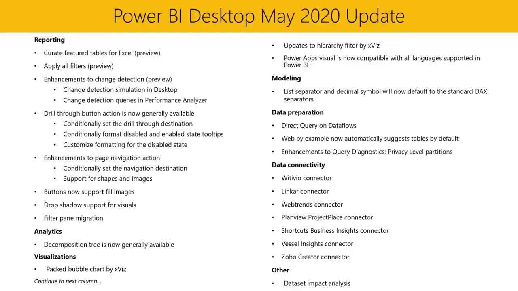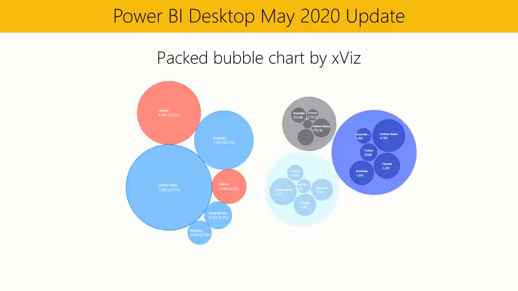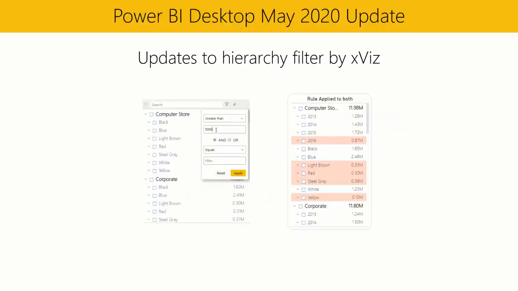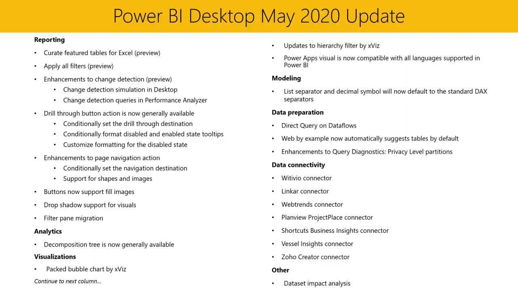Next is our visualization section. First, we have the packed bubble chart visual from XViz. Next, we have some updates to the hierarchy filter by XViz. Includes highly requested improvements such as search, the unbalanced hierarchy support, and conditional formatting support, and other formatting options. The last update in this section is that the Power Apps visual now supports all of the different languages that Power BI supports. Moving on to our modeling section. Starting with this month's release, we've updated the DAX separator settings to default to the standard DAX characters of comma as the list separator and period as the decimal symbol.